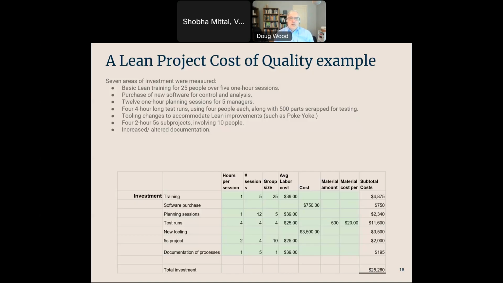Needed to buy some new tooling. Lean and Poka-Yoke indicated we needed to change some of our tooling around. And tooling changes are relatively expensive, but that was $3,500 they spent on that.